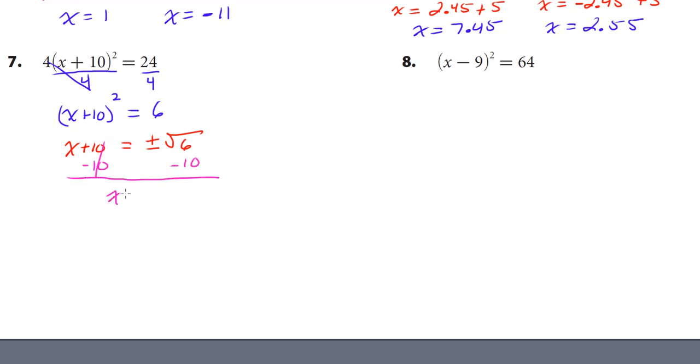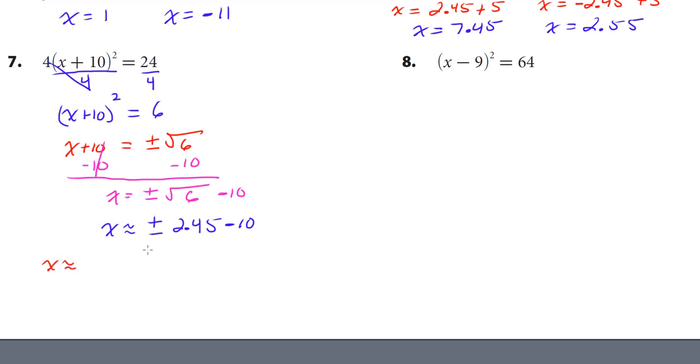I get x equals positive or negative radical 6 minus 10. And we already know from the last question that the square root of 6 rounded to nearest hundredth is 2.45. So I get x, I really should do this every time I'm rounding. x is approximately positive or negative 2.45 minus 10. This becomes two separate equations.